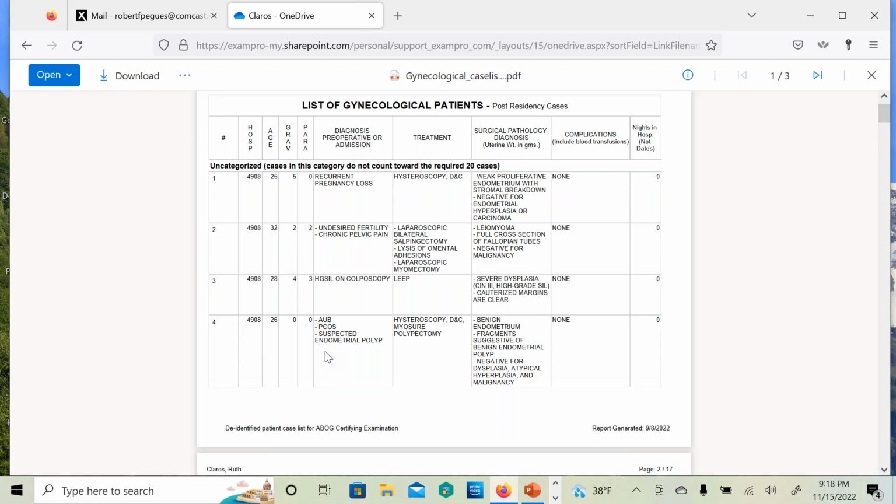Great. Now, important question here. When you're using your MyoSure, you're doing a polypectomy. You said D&C, so you're also sampling the endometrium. Do you send all the specimens together, or do you send the polyps separately from the endometrial sampling? I send it separately. Good.